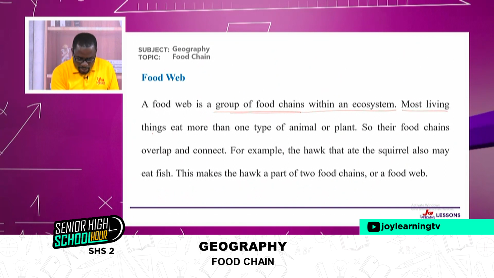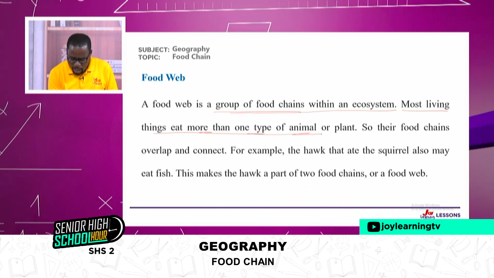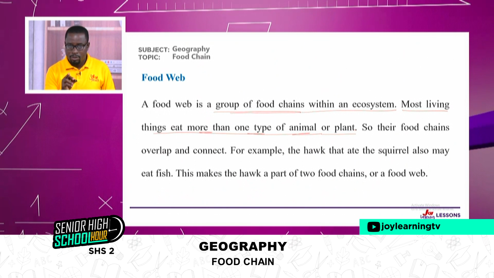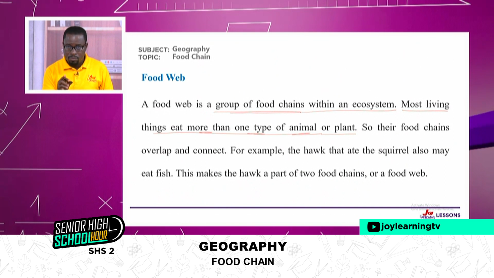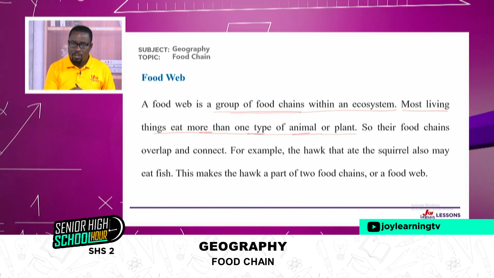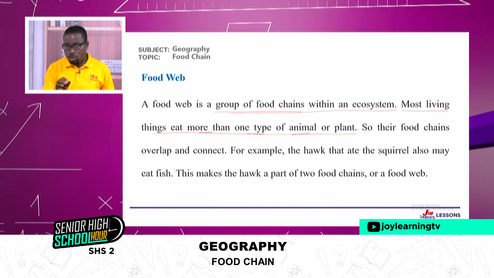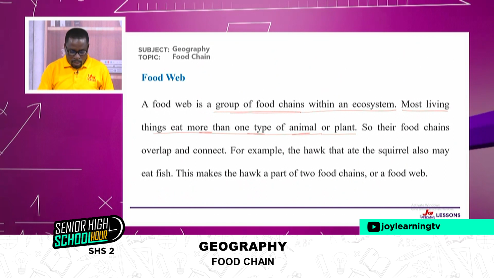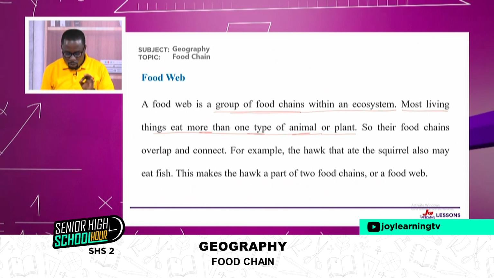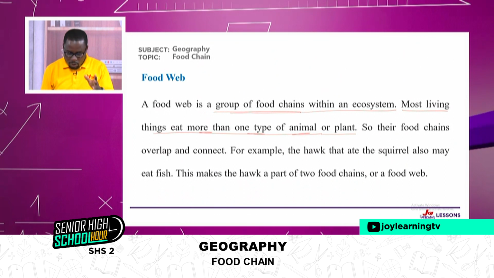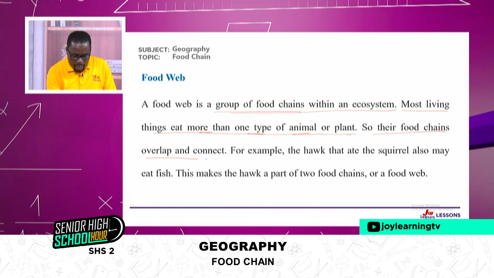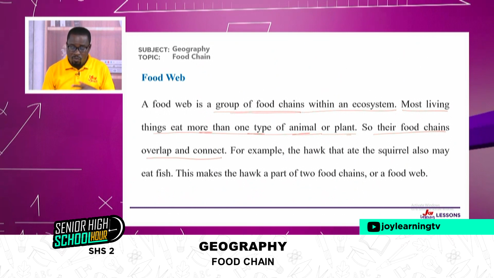Most living things eat more than one type of animal or plant. The emperor penguin, I told you, feeds on the krill, feeds on the fish, feeds on the other animals as I showed you. So, such a type of organism does not feed on only one. It feeds on more things. They feed on more than one type of animal or plant. So their food chains overlap and connect.